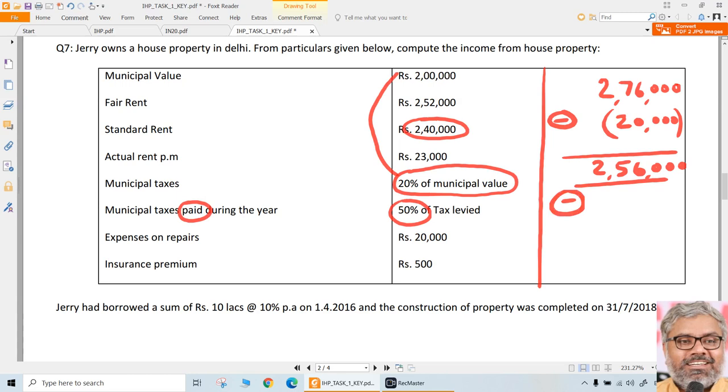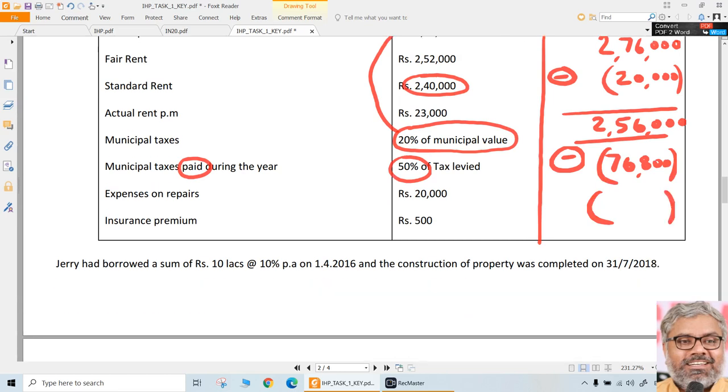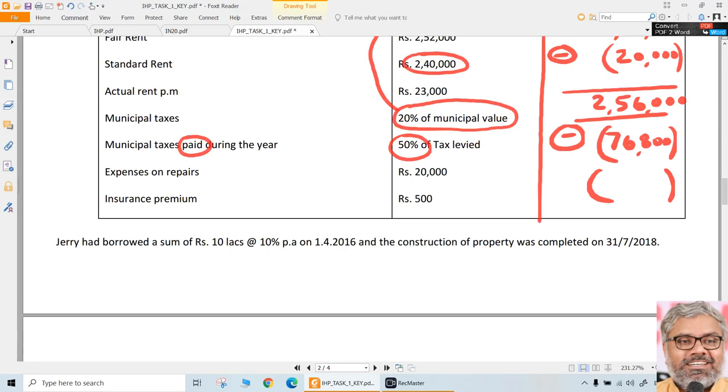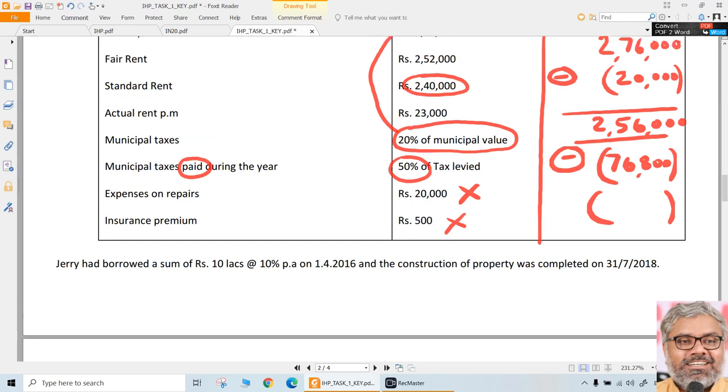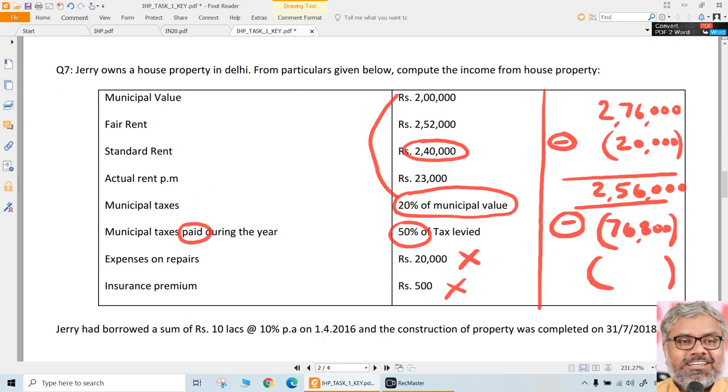Blindly just give 30% of that first deduction. 2,56,000 into 30% means 76,800. That is 24A. If there is any 24B, that will be given as deduction also. We have to calculate that. But before that, expenses incurred on repairs, useless. That doesn't matter. Insurance premium, useless. That doesn't matter. So many unnecessary details will be given in the question. We should not even look at them.